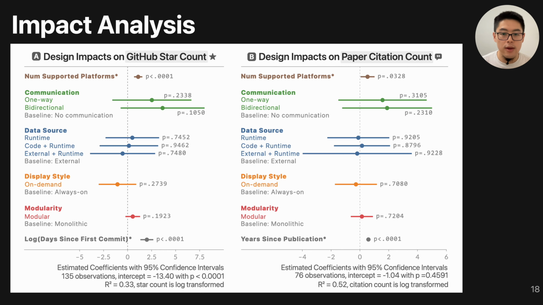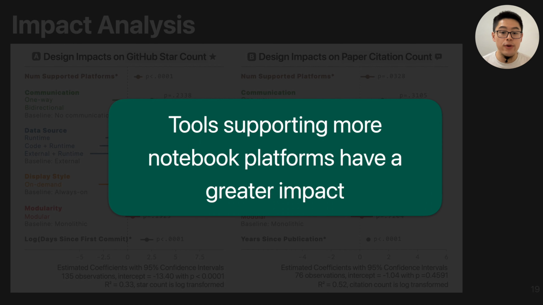Finally, we also conducted an impact analysis where we used our framework to predict the count of GitHub stars and the count of paper citations. And we noticed that tools supporting one notebook platform have a greater impact. To see more detail, please read our paper.